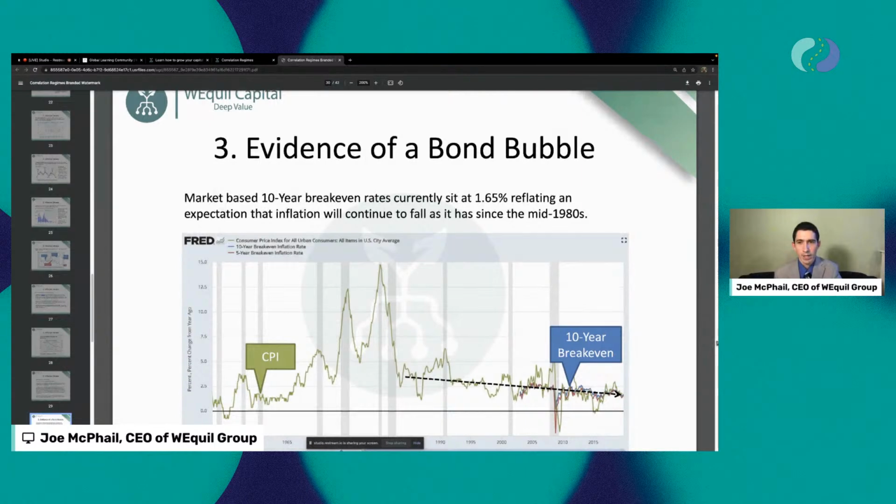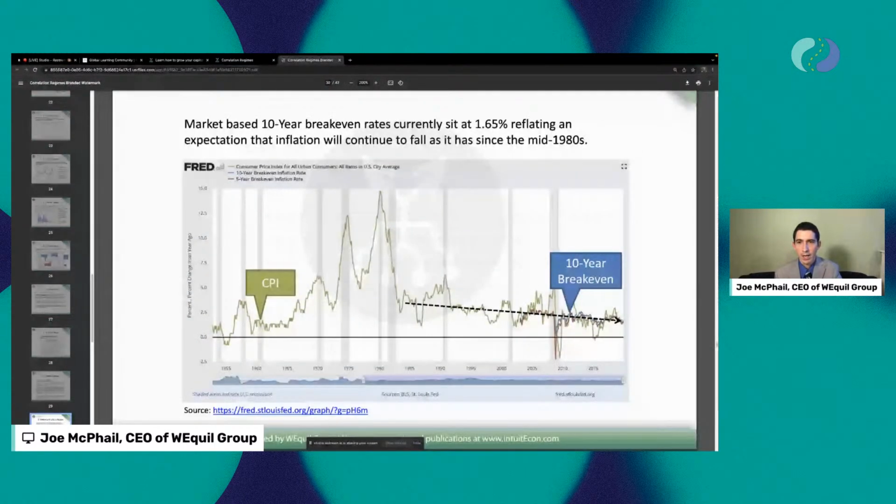This right here is the CPI and 10-year break-even inflation rates. You can see that since 1980, bonds have been in this bull market, but it's because you've had this drive down in inflation expectations. It's just been going down, down, down, and the amount of volatility in this has actually been getting quite small all the way up until recently.